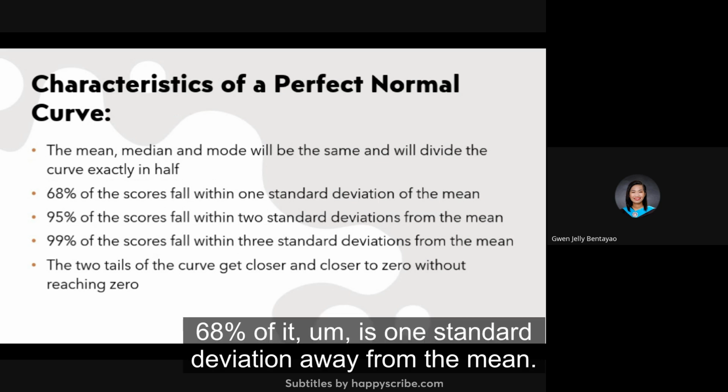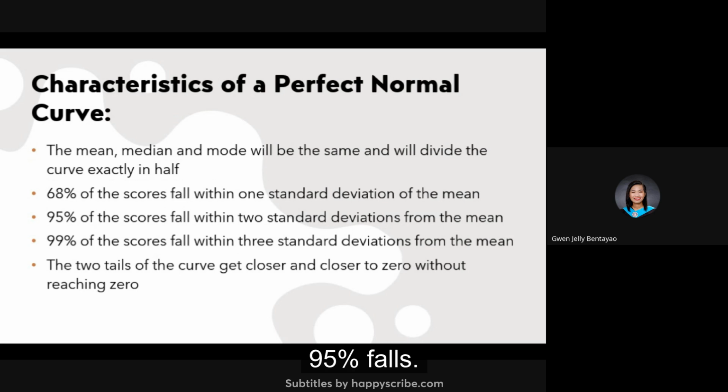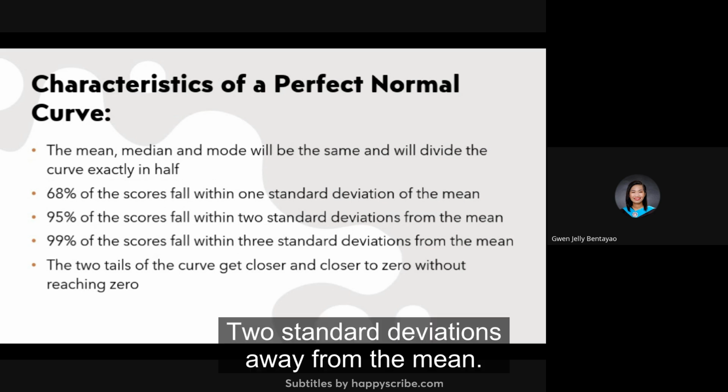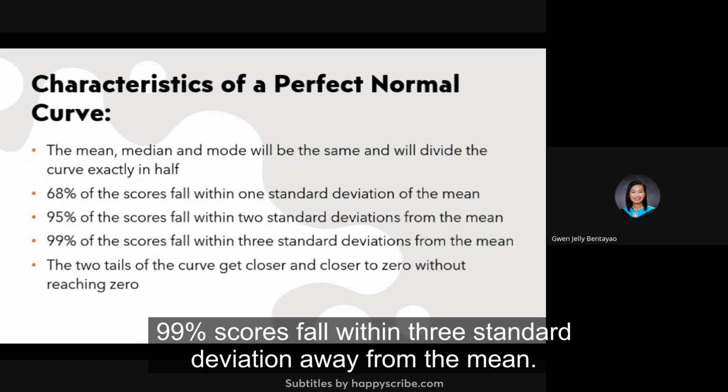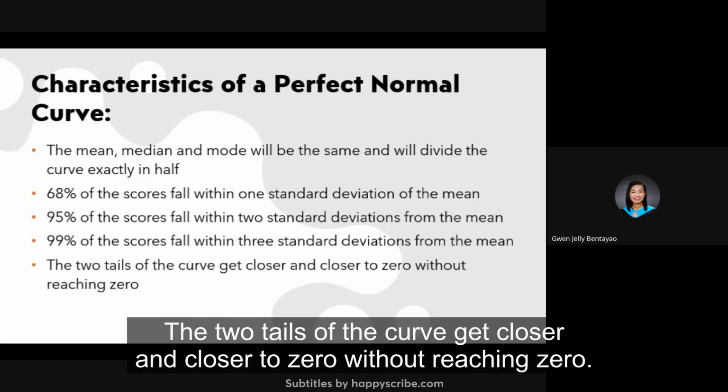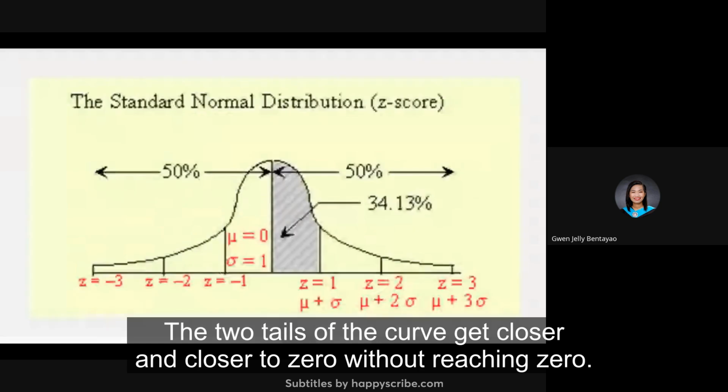68% of scores are within one standard deviation away from the mean. 95% fall within two standard deviations away from the mean. 99% of scores fall within three standard deviations away from the mean. The two tails of the curve get closer and closer to zero without reaching zero.